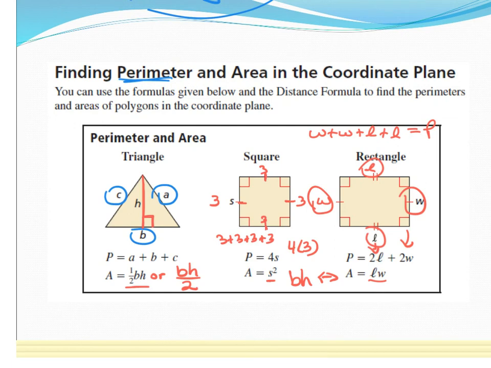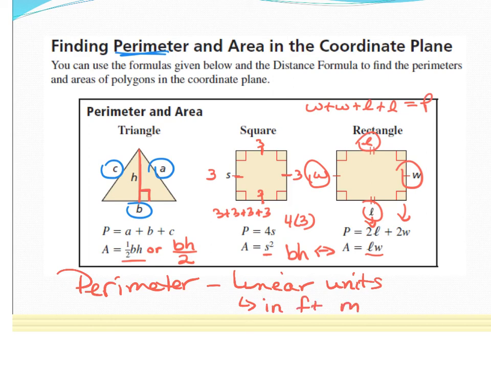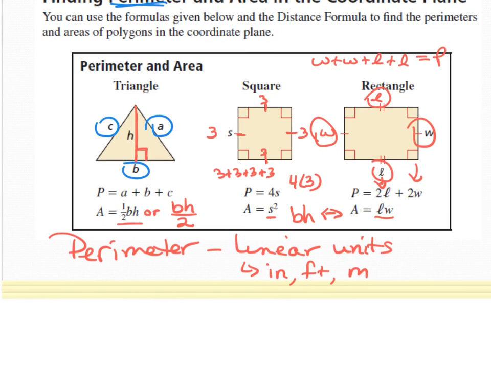When we write our answers for perimeter, it's always going to be linear units. So just whatever the units are, no square, no cube. So linear units are written for perimeter. And when I'm talking about linear units, I'm talking about units like inches, feet, meters. These are all examples of measuring something in length, linear. For area units, these are going to be square units.